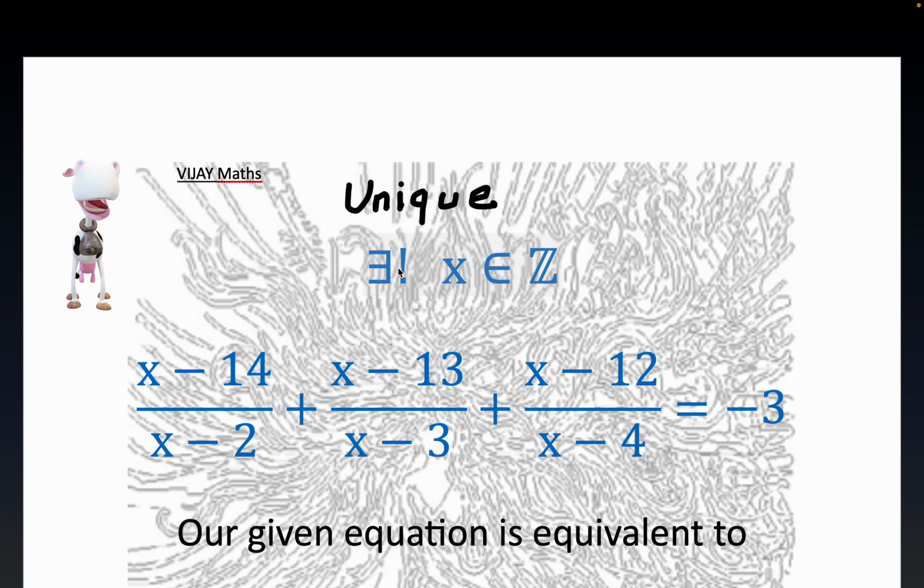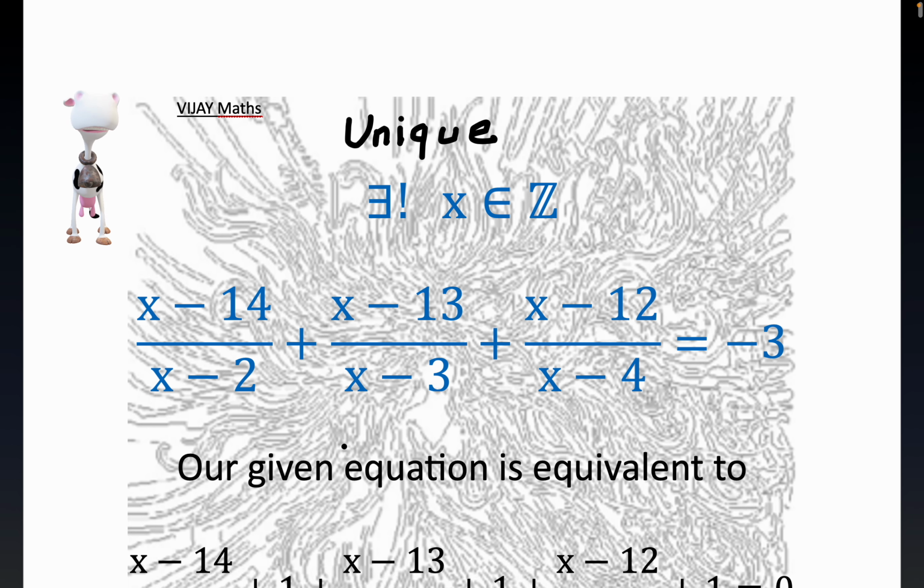So this guy right here means there exists a unique integer. I'm not going to try to prove that's true. I'm just telling you that that's true, and that's all we're looking for. That's just the nature of the problem. You know this is true, so see if you can find an integer that satisfies this equation. That's the goal. Okay, now let's move along.